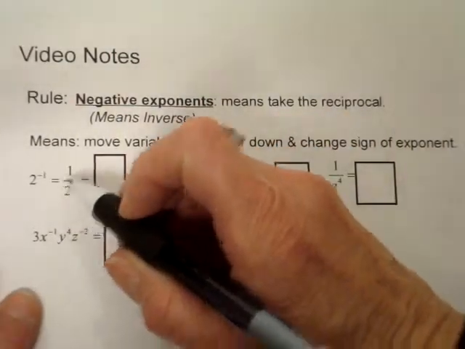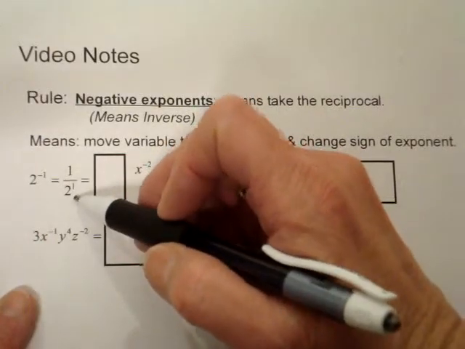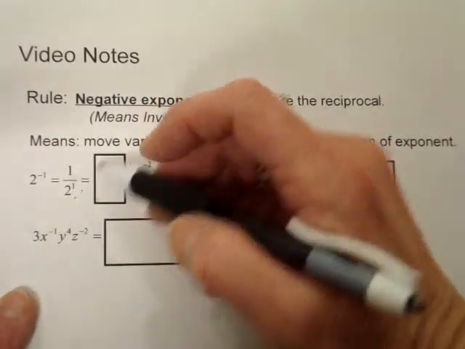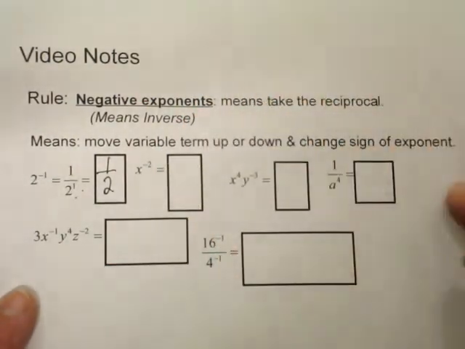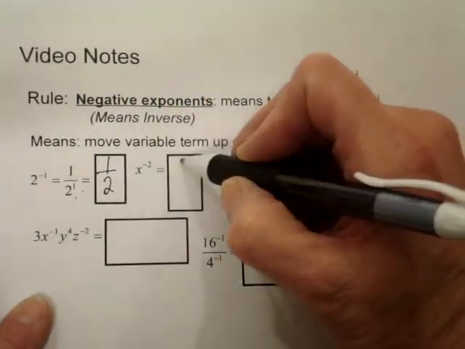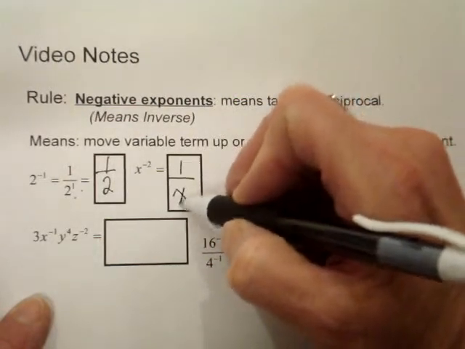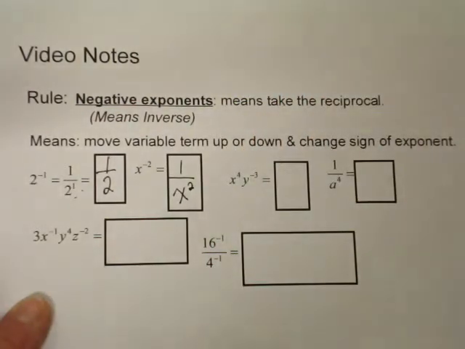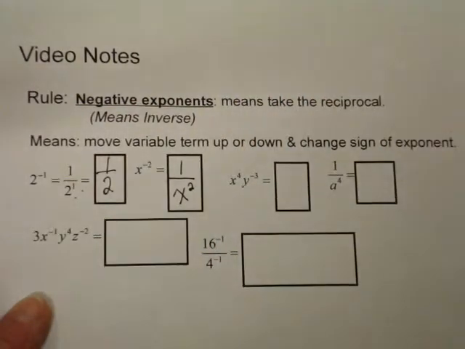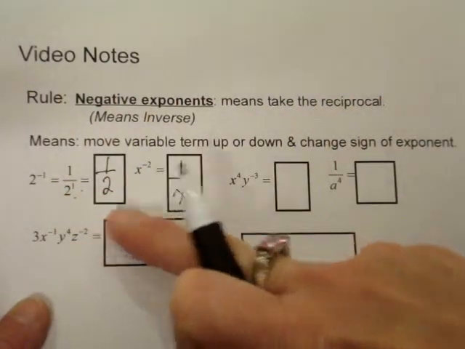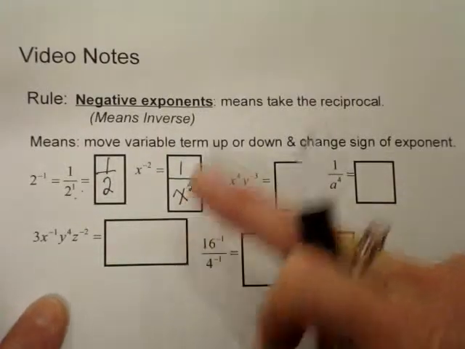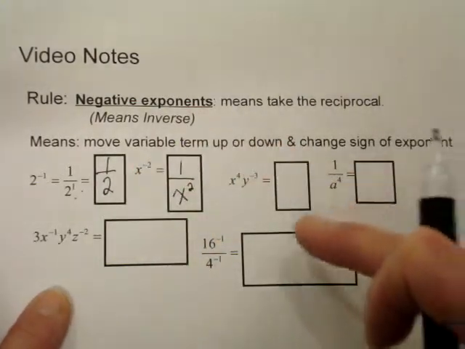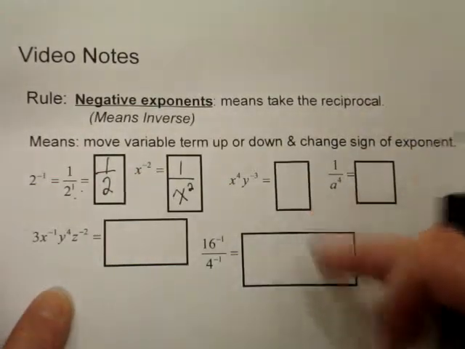2 to the negative 1. The negative means bring down 2 to the first power, which then can be simplified as just 1 over 2. X to the negative 2. The negative means bring it down, change the sign to a positive 2. But notice the overall sign of the actual number or variable term, it's still a positive if it started out as a positive. The only thing that changes is the sign of the exponent, not the sign of the number.